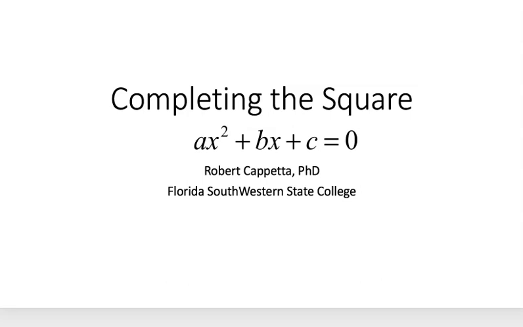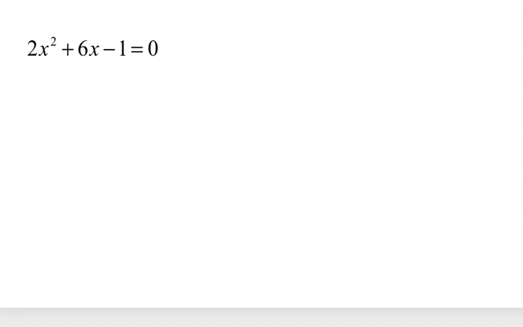This is Bob Capetta, and this is a lesson on completing the square when the equation is of the form ax squared plus bx plus c equals 0. What makes this challenging is when a is something other than 1. So here's our first example, 2x squared plus 6x minus 1 equals 0.